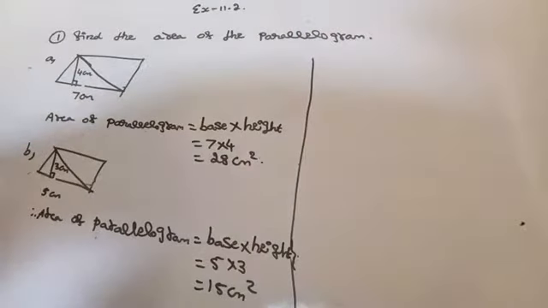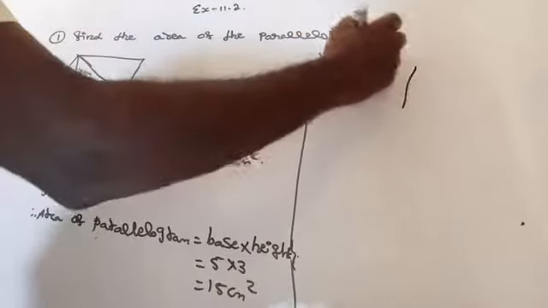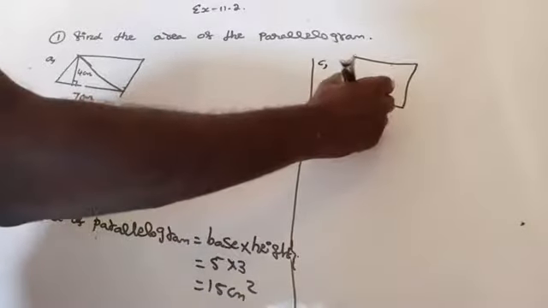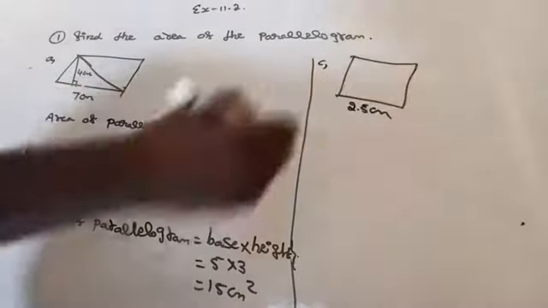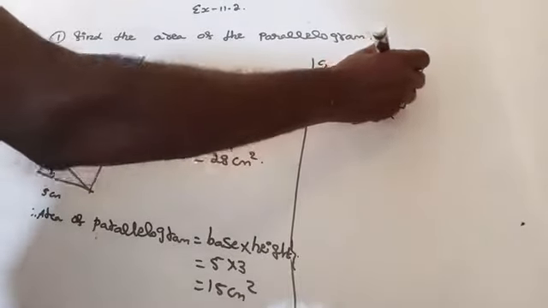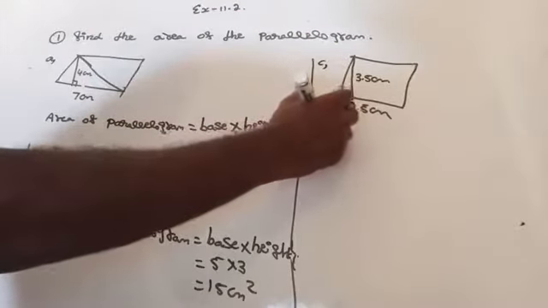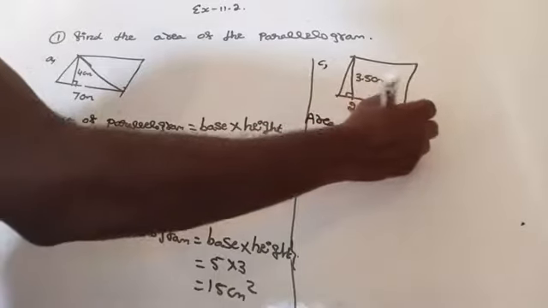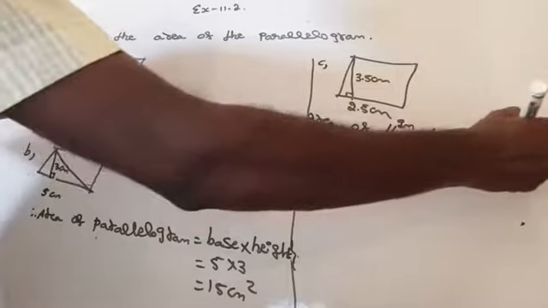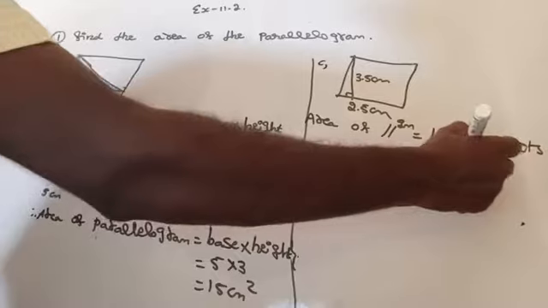Here what is the third part given for you? The parallelogram is given. Its base is 2.5 centimeter and height is 3.5 centimeter. Now tell me the area of parallelogram. Equal to base into height, square units. Base is how much? 2.5. Height is how much? 3.5.